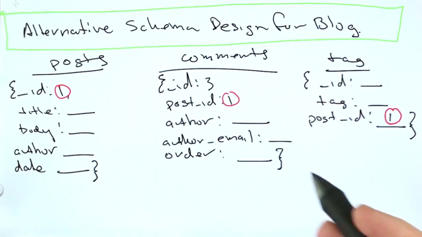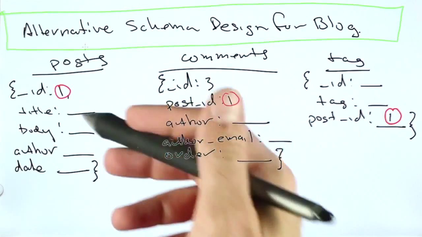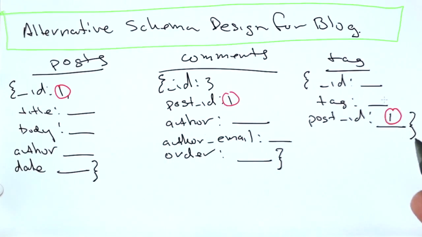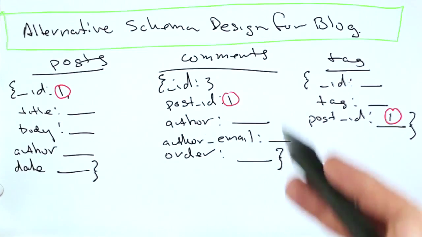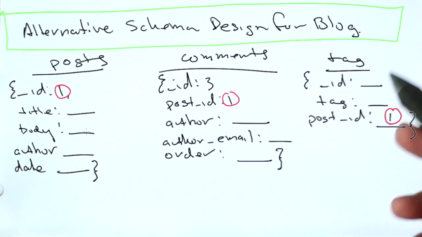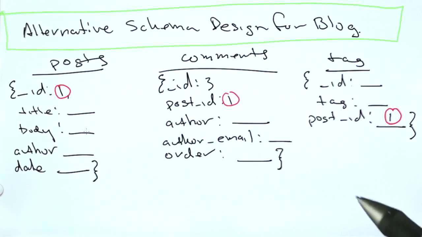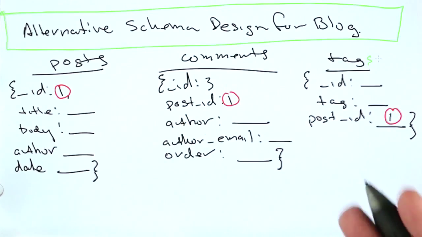Let's say we wanted to try a different design for our blog schema. For example, rather than have everything in the post collection embedded with an array for the tags and an array for the comments, we could have a separate collection for posts, comments, and tags. And if we did that, add an S here, what would it look like?